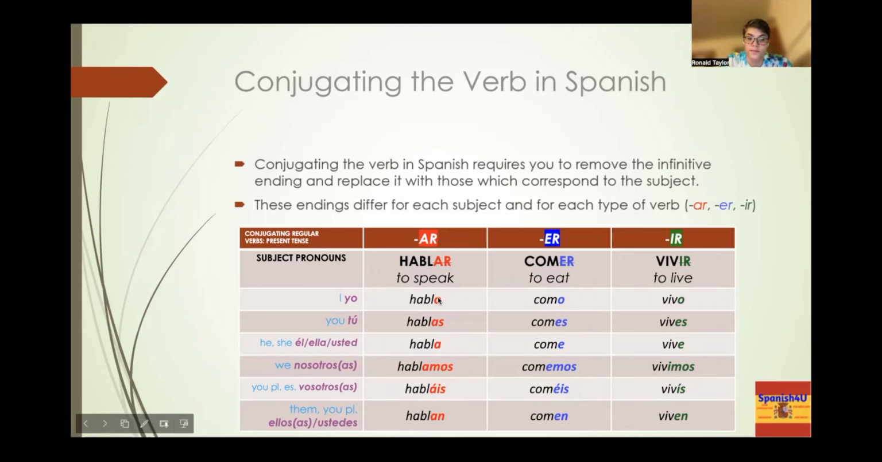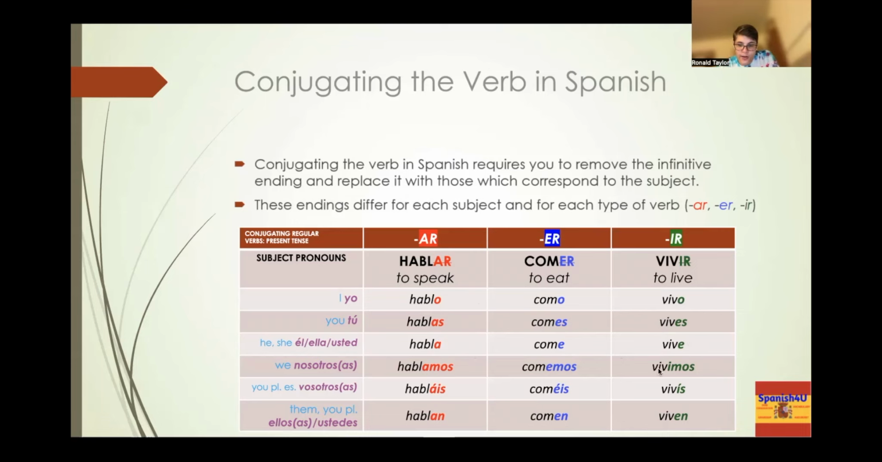So just look at these endings here. They're bolded and in color. The yo form in Spanish for all these verbs ends in an O. And then notice how for the AR it's AS for tú, and for ER and IR, both are ES. The same thing for él, ella, usted.